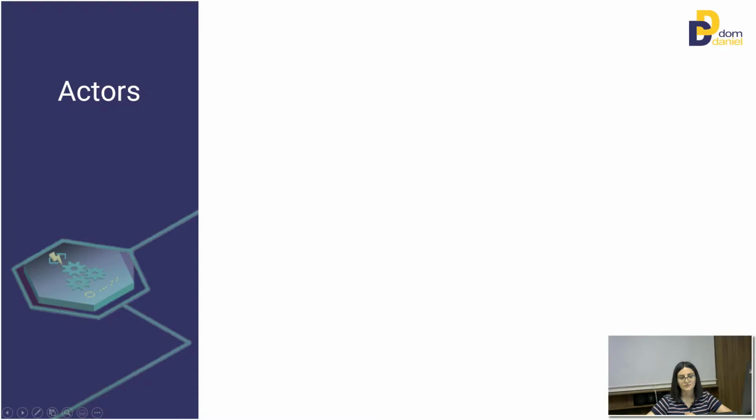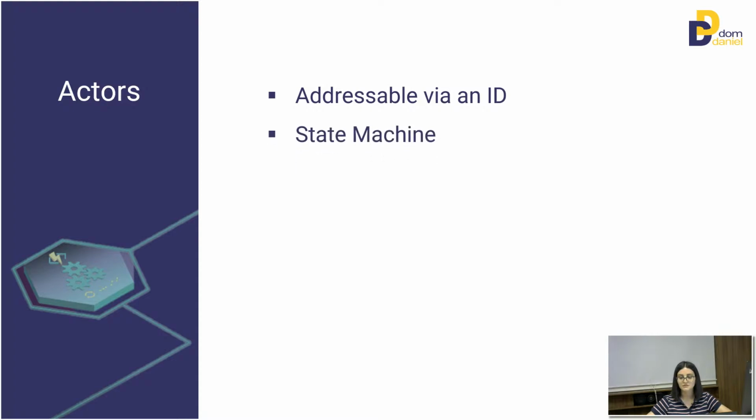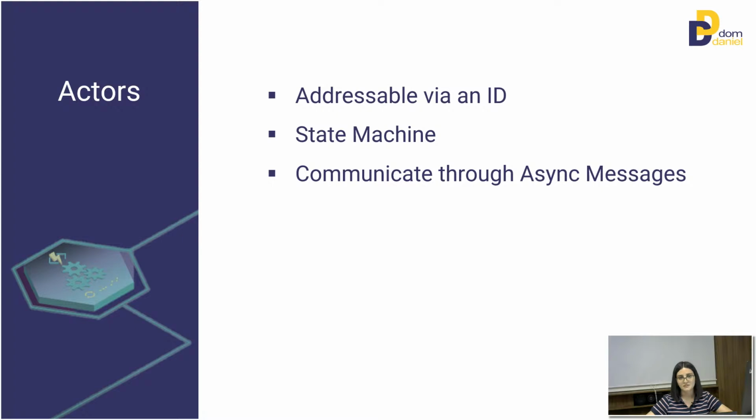So now let's move on to the characteristics of actors. An actor is always addressable via an ID. Each actor will have its own ID. It is also a state machine, so each of the actors is in a specific state. They communicate through async messages. Every actor is lightweight, and they are represented in a lightweight manner. It does not share its global state, and each actor owns its own private state. That is, one actor does not know about the other actor.